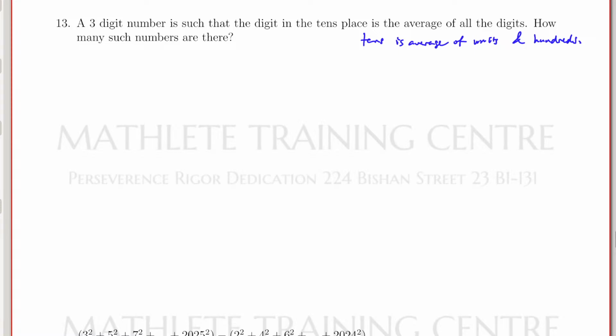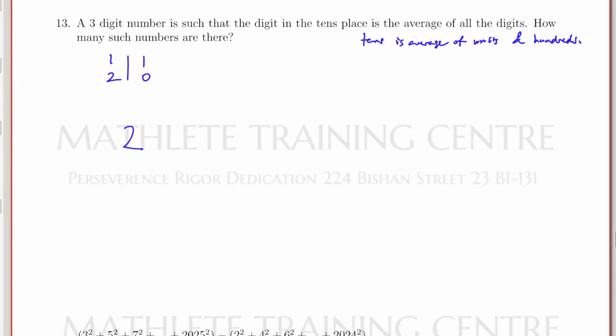So what we can do is do this question by looking at how many possibilities there are in this case, where the tens digit is the average of the units and hundreds. If the tens digit is a 1, okay, firstly, can the tens digit be a 0? Cannot, right? Because if the tens digit is a 0, it must be 0, 0, 0, but that's not a three-digit number. If the tens digit is a 1, then it's only going to be 1, 1, 1 or 2, 1, 0.